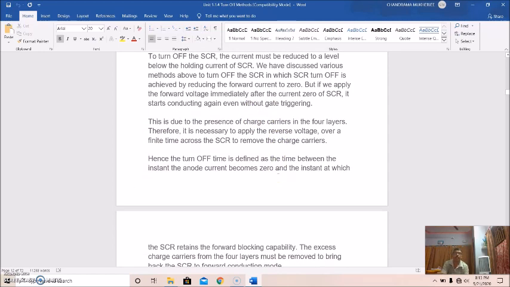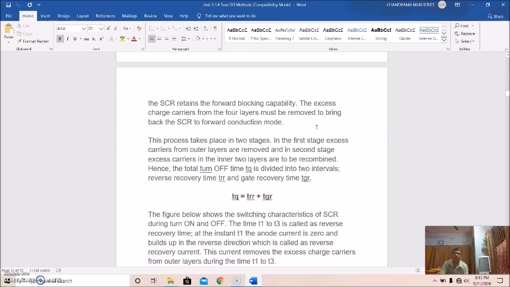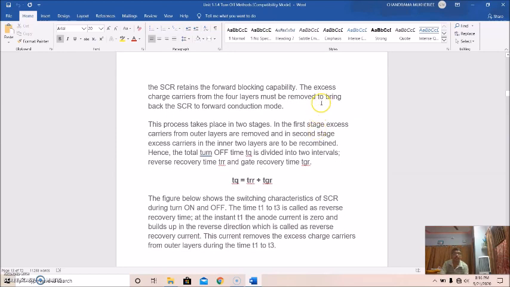This is due to the presence of, as I told you, the excess charge carriers in the 4 layers. Therefore, it is necessary to recombine these charges, and for that we apply reverse voltage. Hence, turn-off time is defined as the time between the instant the anode current becomes zero and the instant at which the SCR regains the forward blocking capability.